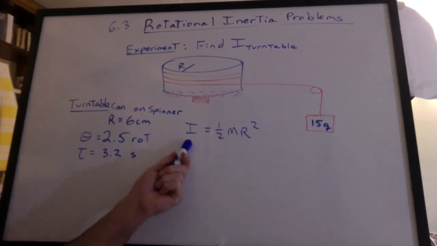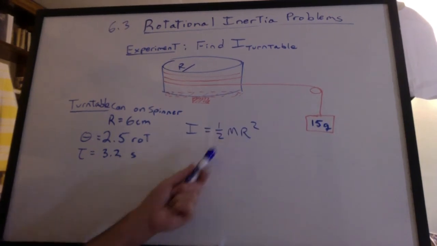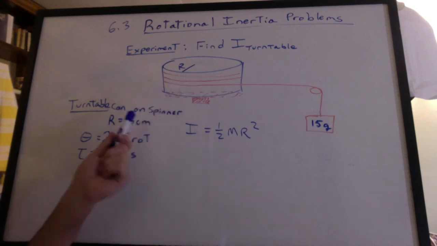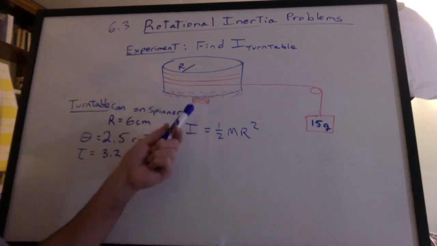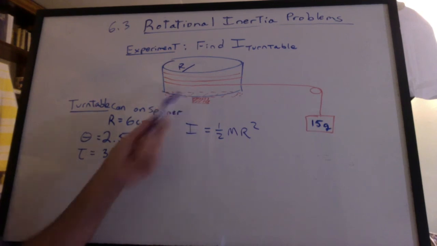Well, you might want to say I equals 1/2 mr squared, but we can't apply that here. Sure, the can looks like a disc, but there's a spinner underneath there with a weird shape, and we don't have the mass of this object.